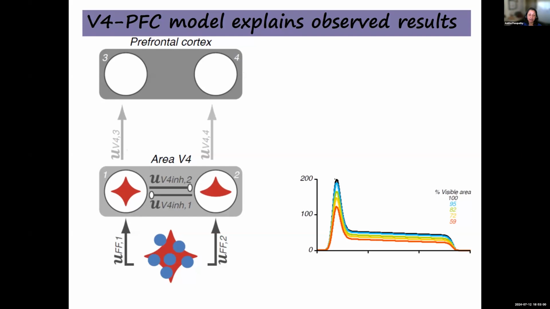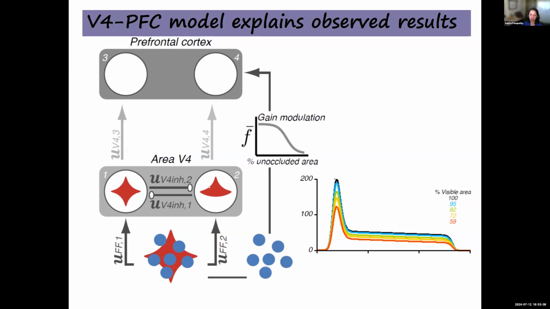Now, we send a feed-forward input from that to prefrontal cortex. Prefrontal cortex also receives a second input, which is characterized by the level of occlusion. Here, this gain modulation is directly proportional to the level of occlusion. So it is higher for high levels of occlusion and lower for low levels of occlusion. So inversely proportional to the unoccluded area, directly proportional to the level of occlusion.